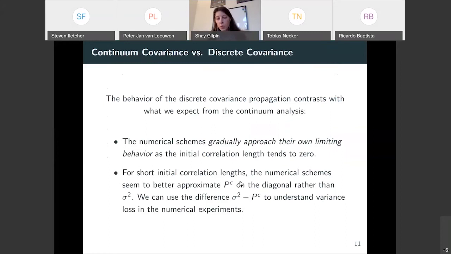And then this last point, which we just looked at, is for these short initial correlation lengths, our numerics seem to better approximate the continuous spectrum rather than the variance. And we can exploit this last point to try to understand variance loss in the context of this problem. And so if our numerics are better approximating the continuous spectrum, it makes sense to then look at the difference between the variance and the continuous spectrum in order to try to quantify variance loss. And the advantage of this is then we can move back to the continuum and study the dynamics there, which will then help us interpret what we're observing in our numerical experiments.